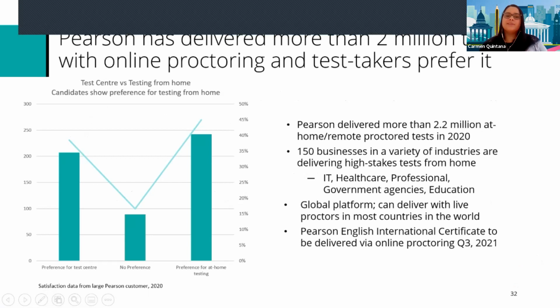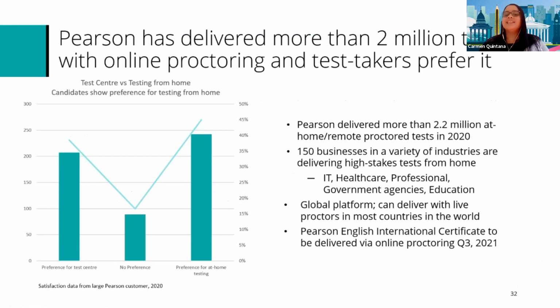Now, OnView and International Certificate are launching together in the fall, and it's a first for International Certificate. But OnView has delivered more than 2.2 million tests from home. And these tests have been taken by more than 150 businesses in a variety of different industries, going from IT to healthcare to professional and government agencies to education. And it has the great advantage that tests can be delivered, as we said, almost at any time, because we have proctors live in most countries in the world.